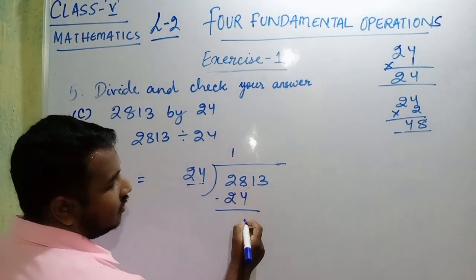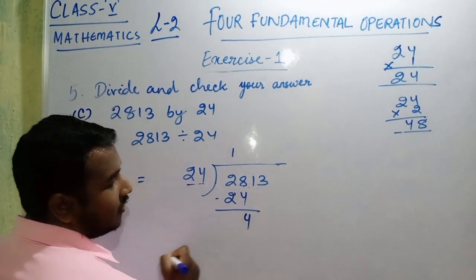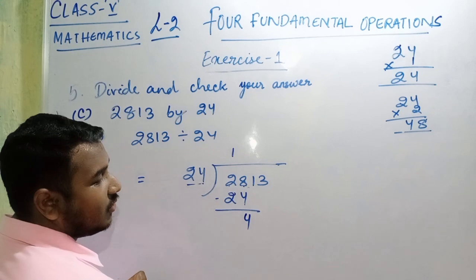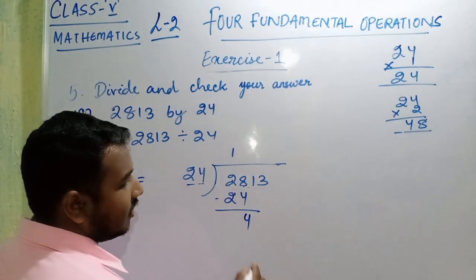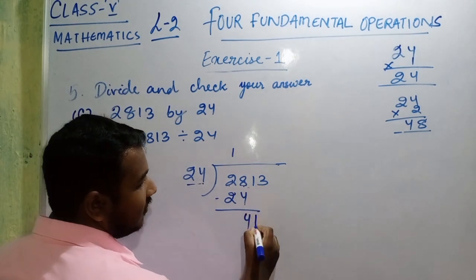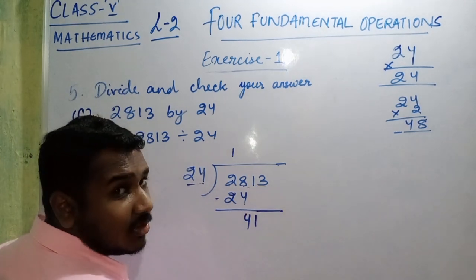Now 8 minus 4 becomes 4. Then 2 minus 2 is 0. No need to write for that. Then the second one is 41. Yes or no? Yes, 41.